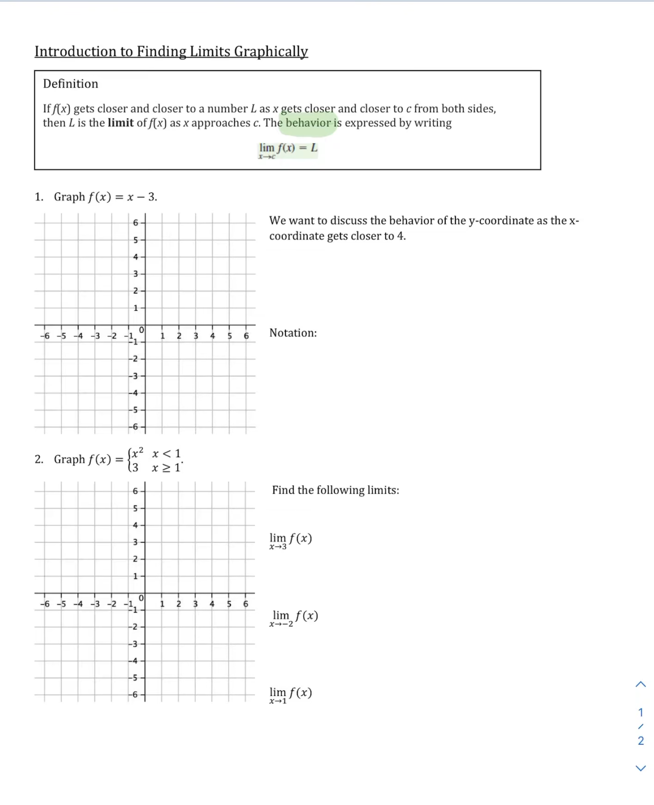So one more time, you are told the behavior of x, and you want to answer, okay, when x is doing this, what is y doing? And that is going to be the limit. So when you answer a limit, an important thing to remember is that this answer is the y behavior.